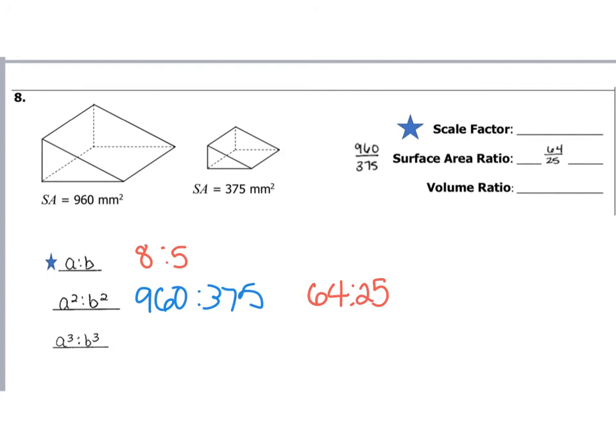So now what I need to do, I need to take the 8 to the third power, and you could do 8, caret key, which is above the division key, 3, and you'll get 512. And 5 to the third power, you'll get 125. All right, so let's fill it in. 8 to 5, 512 to 125.